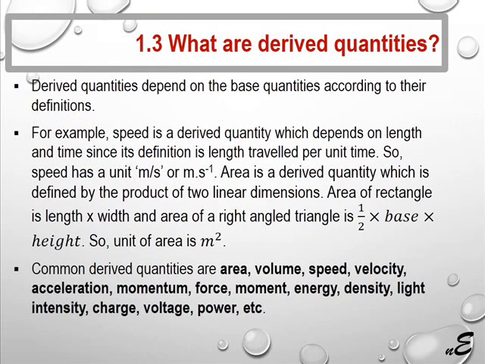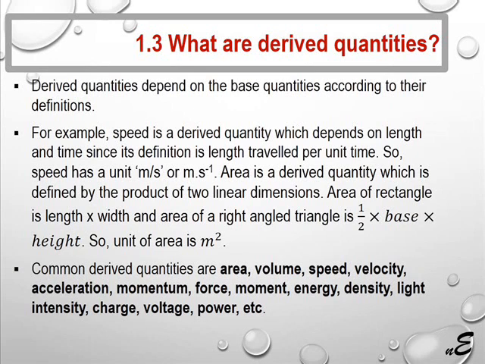1.3 What are derived quantities? Derived quantities depend on the base quantities according to their definitions. For example, speed is a derived quantity which depends on length and time, since its definition is length traveled per unit time. So speed has a unit meter per second, or m s^-1.